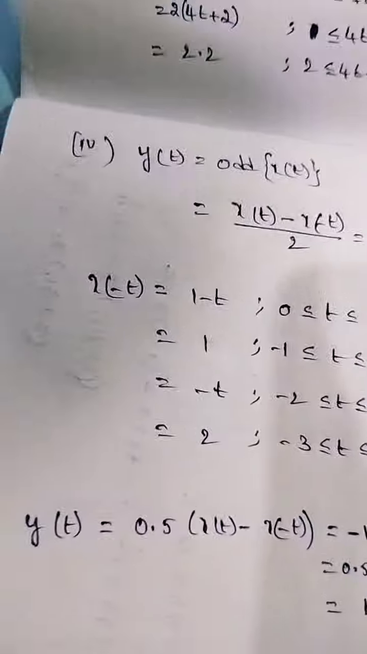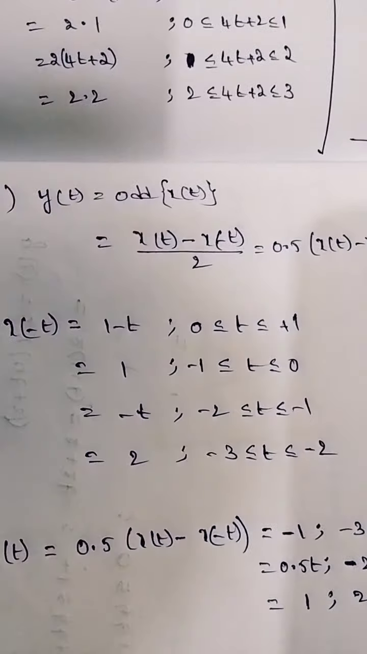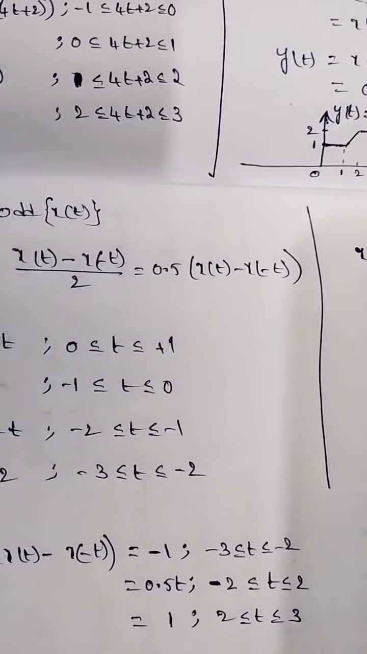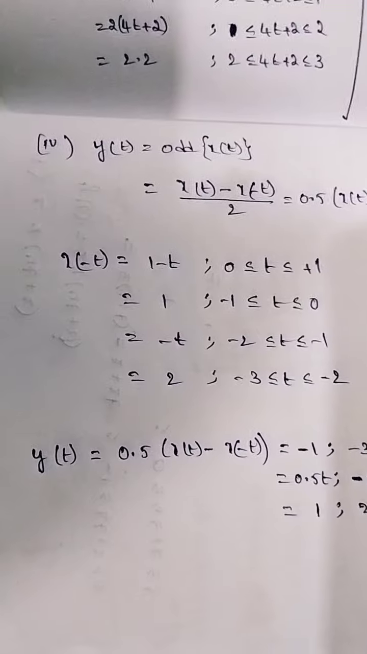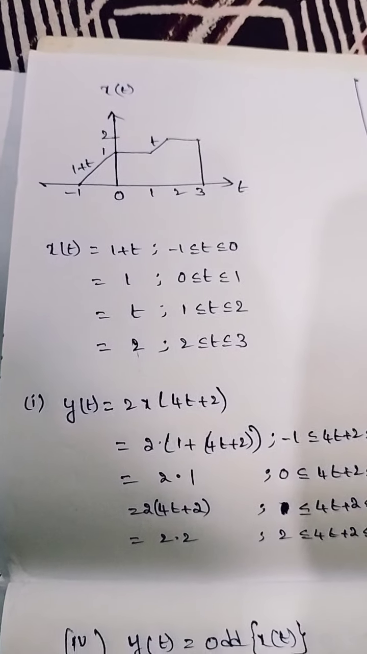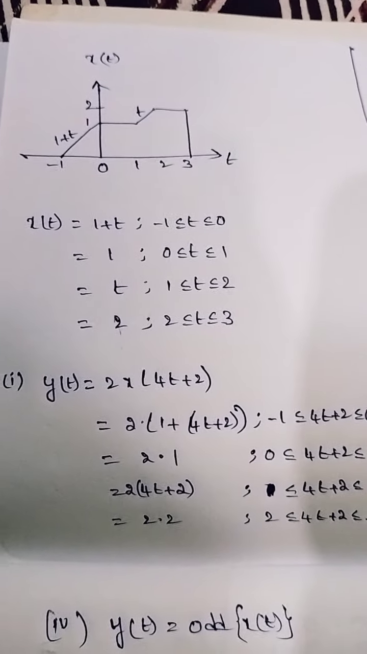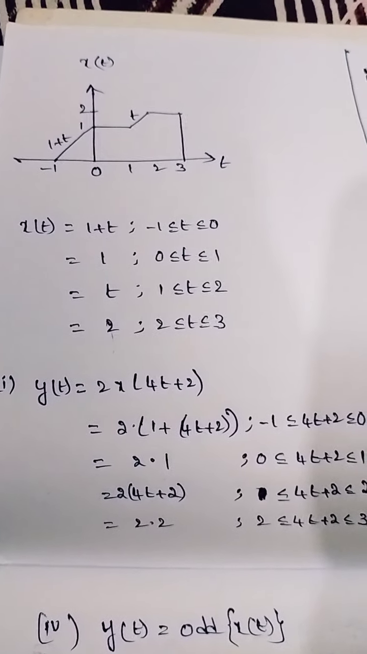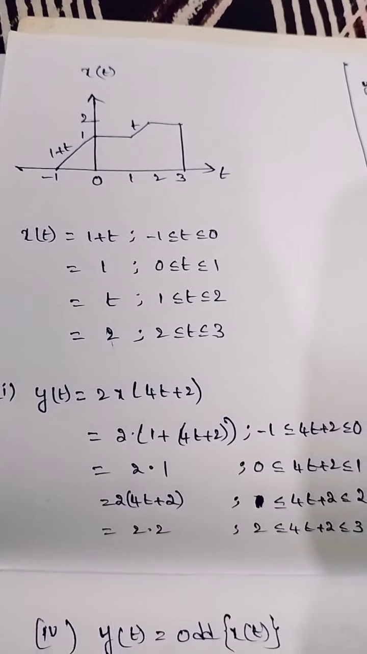Now, coming to the odd part of x(t). The equation is (x(t) minus x(-t))/2, that is 0.5 into (x(t) minus x(-t)). First determine x(-t). That means in the place of t, substitute minus t. That means x(-t) becomes 1 minus t, for minus 1 less than or equal to minus t less than or equal to 0, like that.